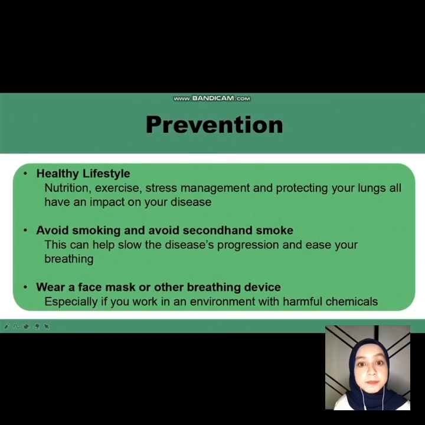For prevention, number 1, a healthy lifestyle. Number 2, avoid smoking and secondhand smoke, because this can help to slow the disease progression. And number 3, wear a face mask or other breathing device, especially when you work in an environment with harmful chemicals.